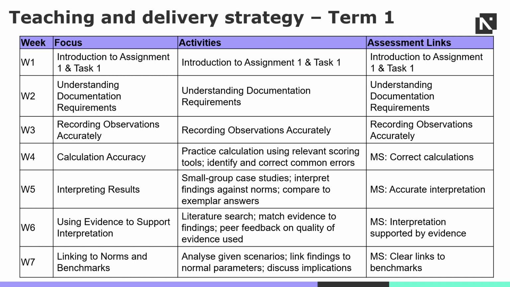identifying common errors early. In weeks 5 to 7, we move into interpretation skills. Learners practice linking findings to evidence, interpreting results accurately and connecting them to normal parameters and benchmarks so they can justify their decisions with clarity.